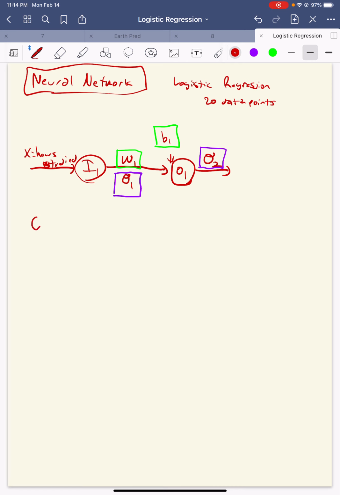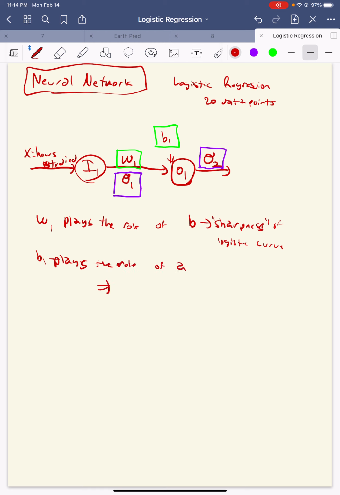Okay, so sigma 1, well, first of all, let's do W1 first. So W1 plays the role of B. That's the sharpness of the logistic curve. And B1 plays the role of A. Because remember that we want 1 over 1 plus e to the minus a plus bx.